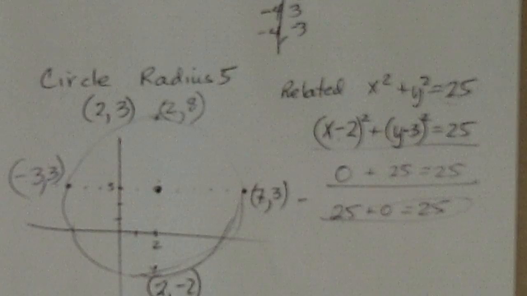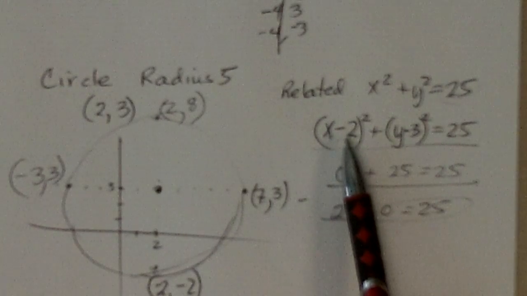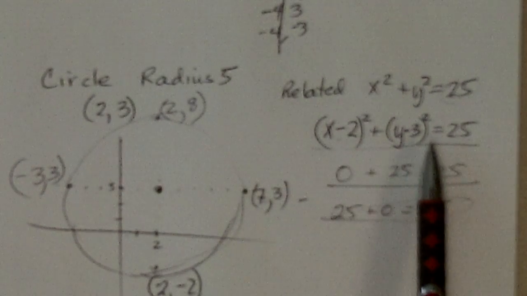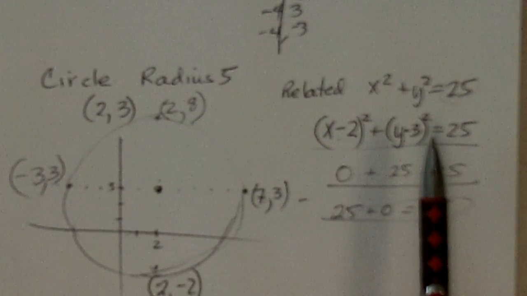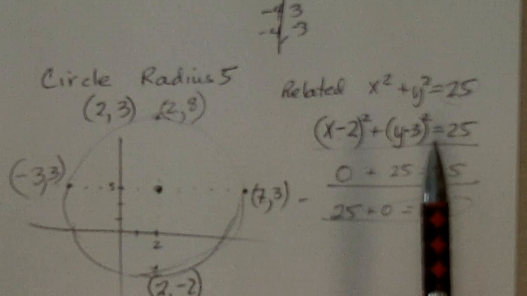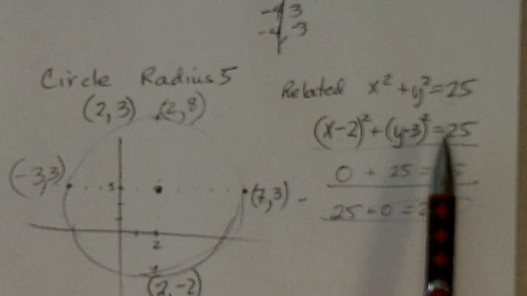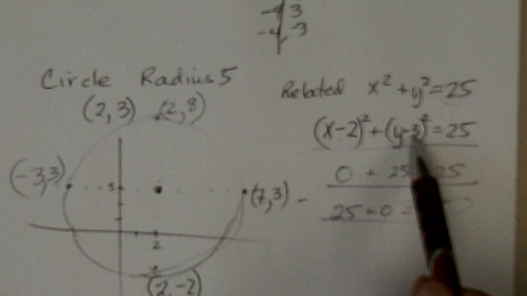So that's what's considered the standard form. Let's see, I've got to get the wording right here. I believe that's called the standard form. I want to make sure I got it right. One of them is general, one of them is standard. That's the standard form of the circle, and you can read the center from there.